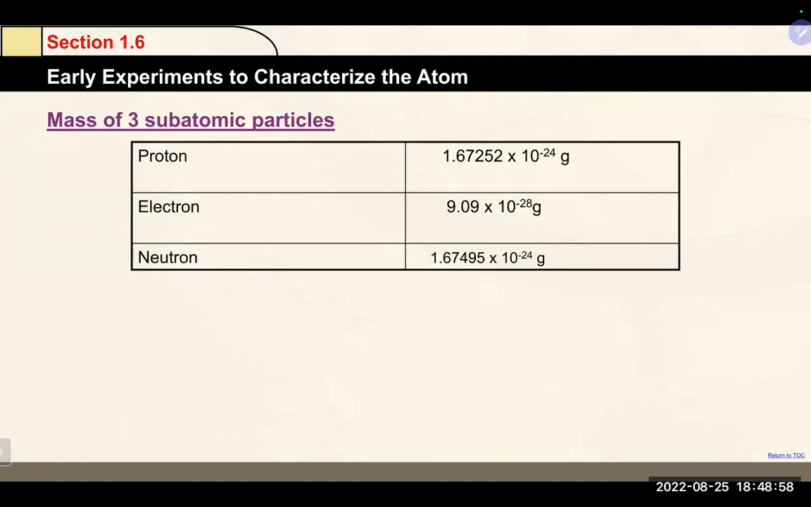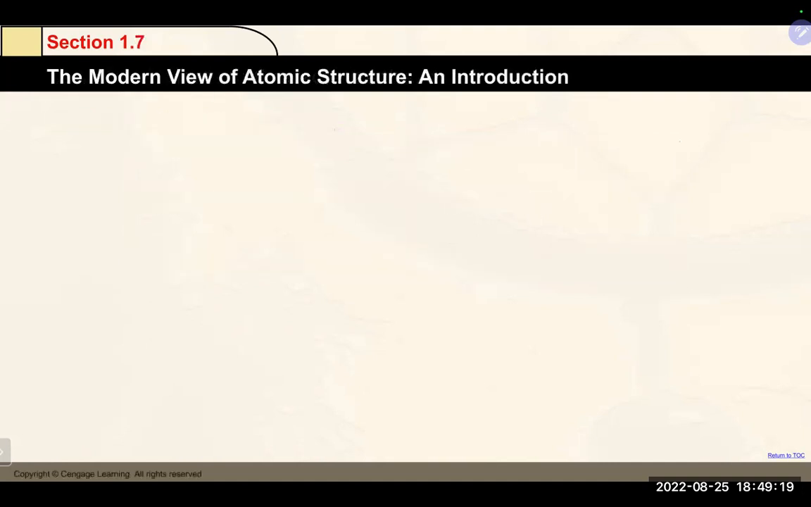There's a table of the mass of the three subatomic particles. We have our protons, electrons, and neutrons. And like I said, you don't necessarily need to know the numbers. In fact, they may even be provided to you, but you do need to know the order of which one is the heaviest to the lightest. You also need to know, obviously, the charges of each of those, and you need to know where they are found in the atom. Any questions on any of that there?